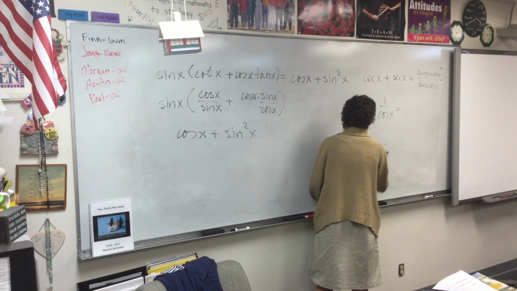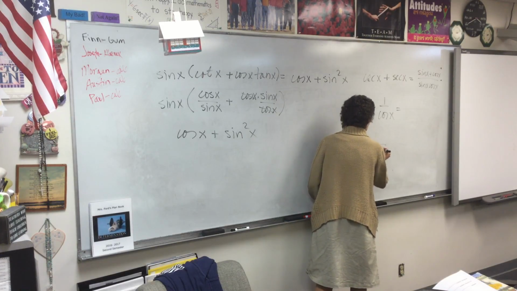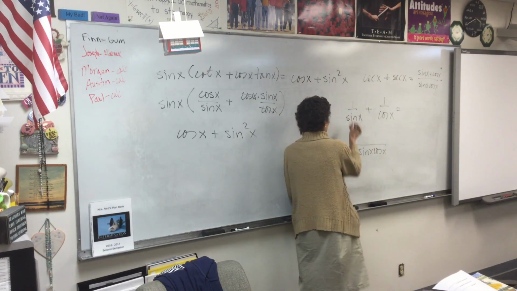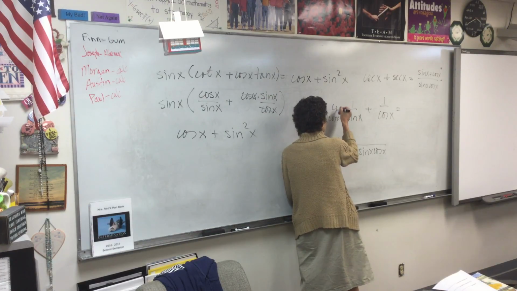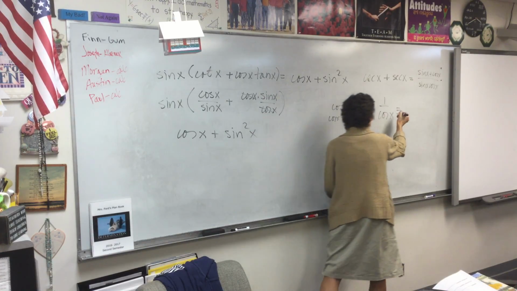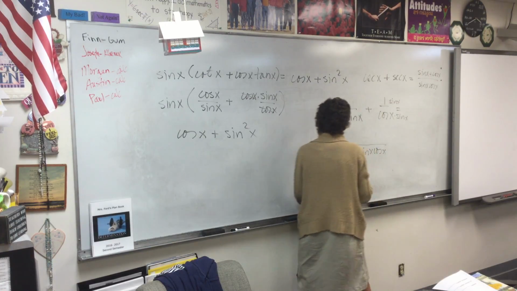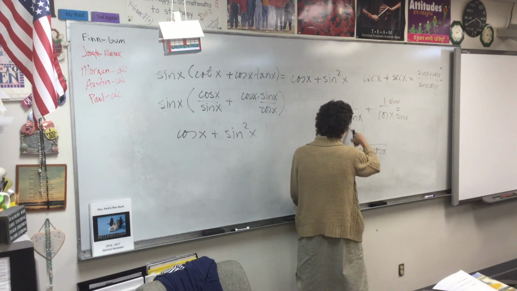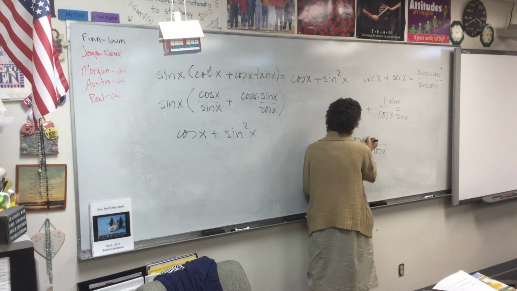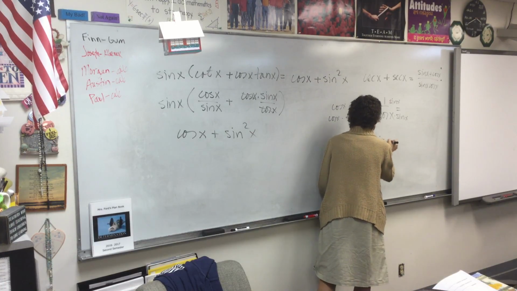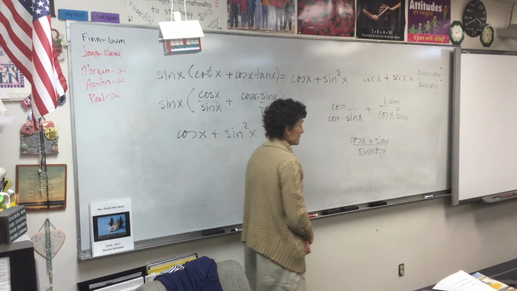So the common denominator would be sine cosine. This one needs a cosine. This one needs a sine. So now the denominators match, and the top is cosine plus sine. That was another easy one.